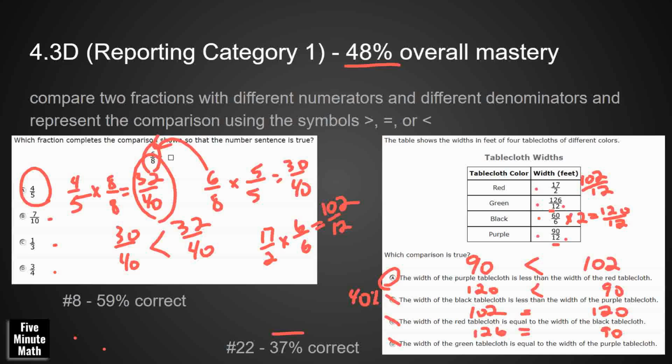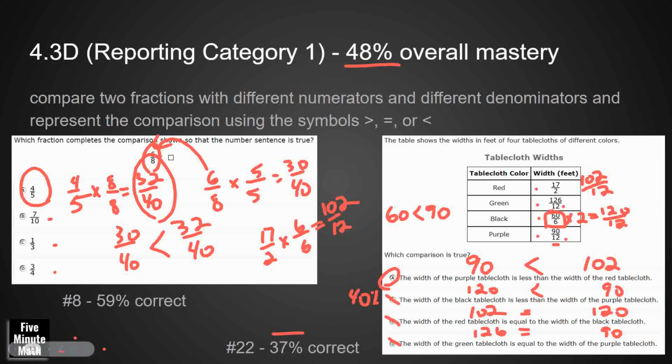The width of the black, now let's look at the originals. The black says 60 over 6, and the purple is 90. So if we're just comparing the numerators, then yes, 60 is less than 90. So I have a feeling, rather than changing to equal denominators, students were just looking at the numerators and saying, oh yeah, 60 is less than 90.